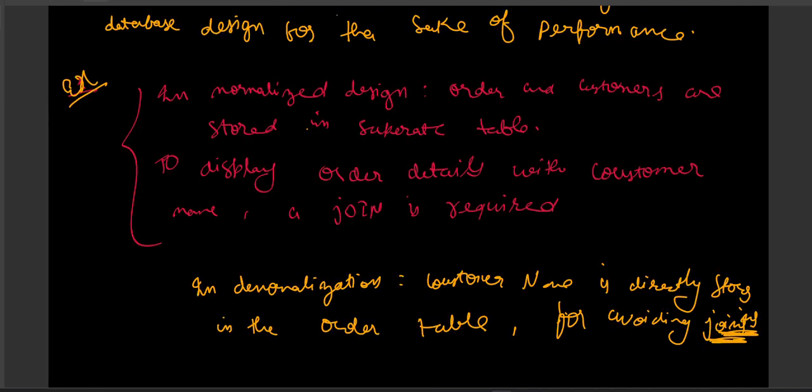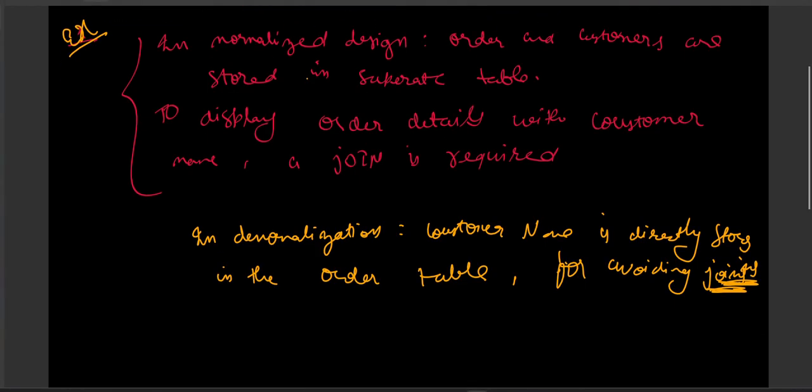I have written the example also. In the normalized design, the order and customer are stored in separate tables. To display the order details with customer name, we are using the join operation. In denormalization, customer name is directly stored in the order table for avoiding the joins. So this is about denormalization.